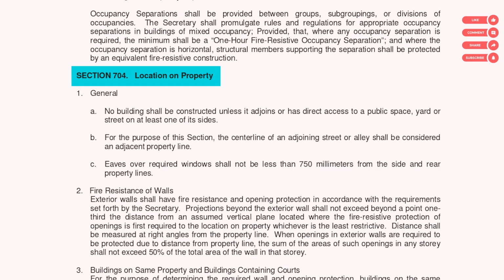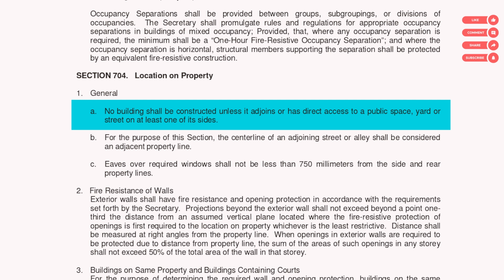Okay, so let's now start with the remainder of Rule 7, Location and Property. Let's start with a very basic requirement, the requirement for right of way. Now, this is a requirement from the building code. The building code says, no building may be constructed unless it adjoins or has direct access to a public space, a yard, or a street on at least one side.